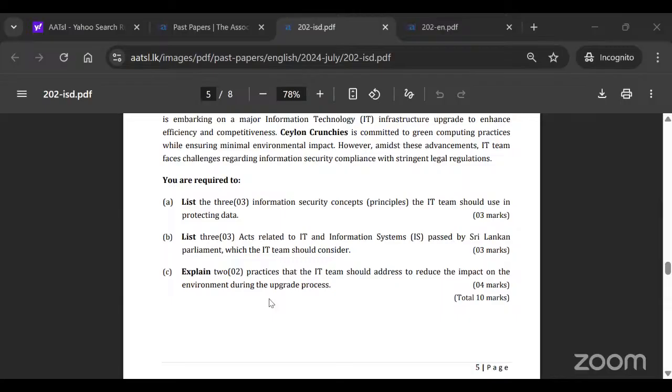This includes servers, computers, and networking equipment that meet environmental standards such as Energy Star certification. By using hardware that consumes less energy, organizations can significantly reduce their carbon footprint and operating cost.